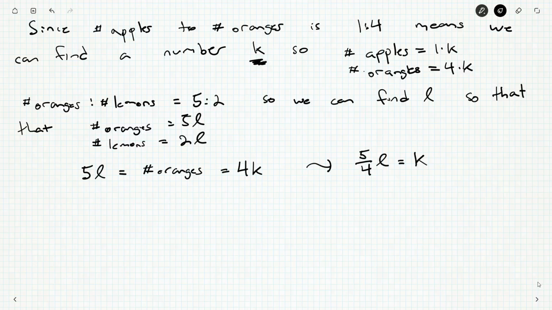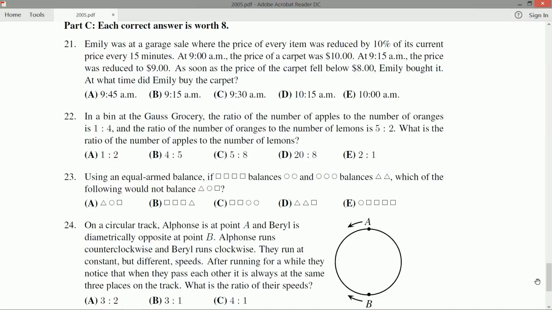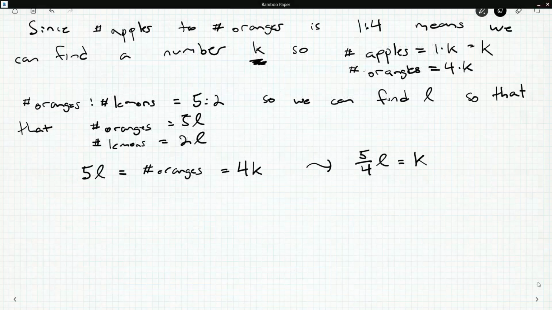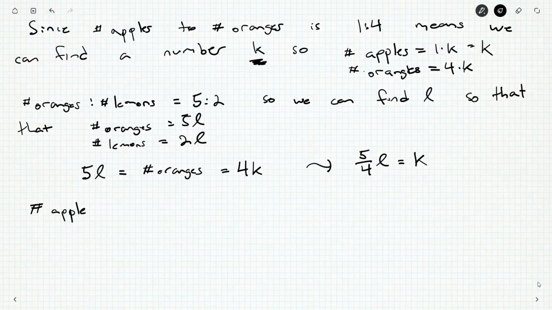Well, the number of apples is exactly 1k. And what do we want? We want apples to lemons, right? Not lemons to apples. So we want this ratio, apples to lemons. But the number of apples is k. The number of lemons is 2L. But of course, k is 5/4 of an L.